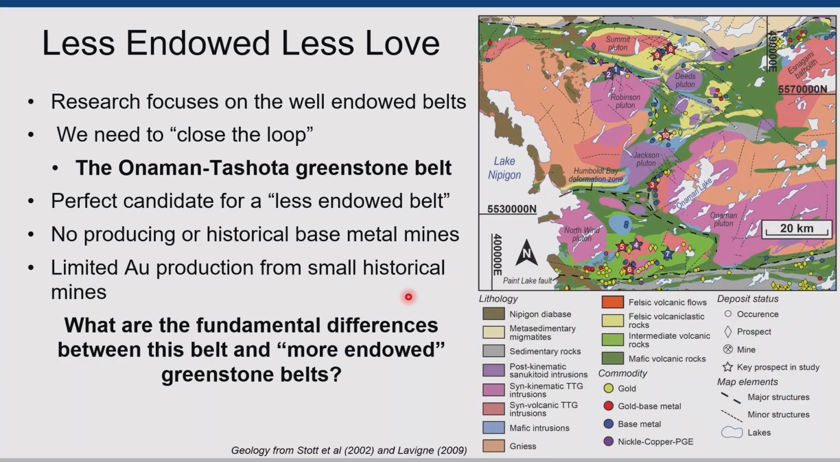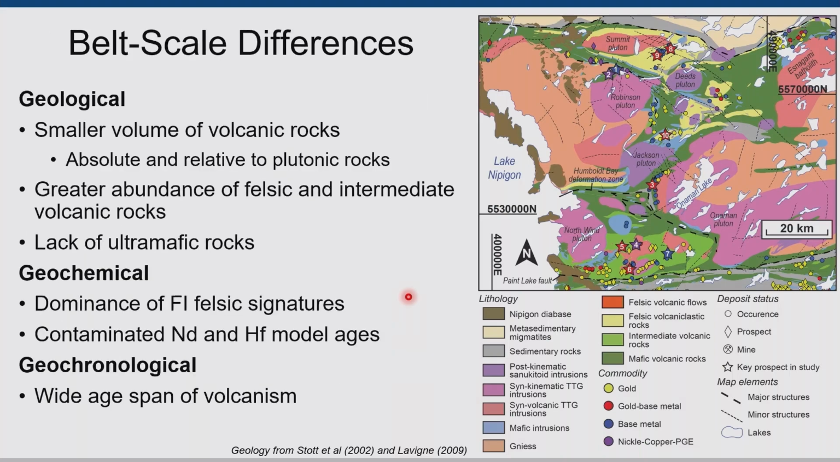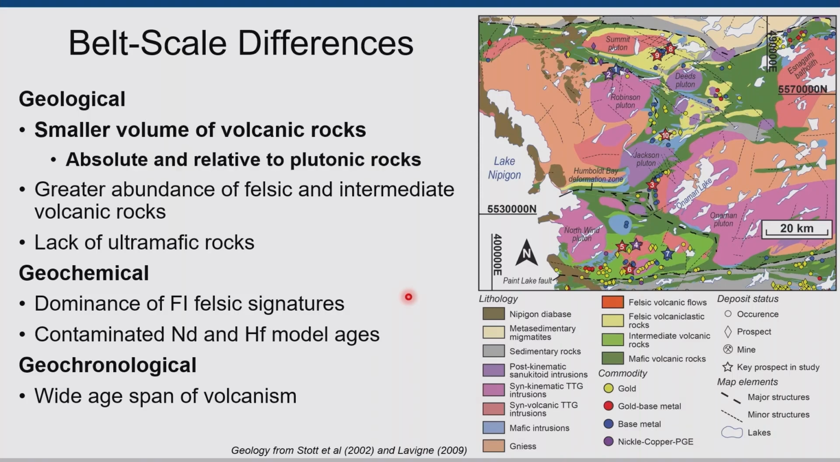Oops. There we go. So we can lay out some broad scale differences just by looking at a map right away. And we've just seen some maps of the Abitibi, which is helpful, so hopefully you can keep those in your head here. The first thing that stands out right away is that we just have a smaller volume of volcanic rocks, both in an absolute sense, as the belt is smaller, and in a relative sense, relative to plutonic rocks. So there's a lot more plutonic rocks. This is the Onaman-Tashota greenstone belt here. You'll notice the size of these gneissic and intrusive complexes is massive when you compare it with the volcanic material. So this is a really obvious difference at the belt scale that we can identify right away.